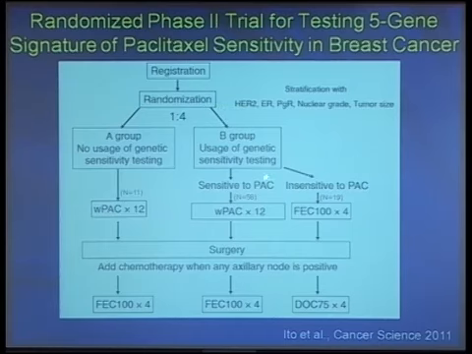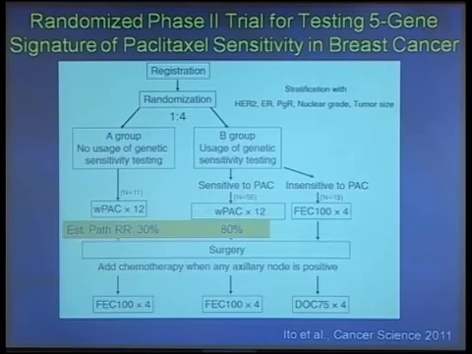So if they are sensitive to paclitaxel, actually this part is a 4-to-1 randomization. You treat more patients with paclitaxel, and if not sensitive, then you treat with standard therapy. And then after that, you do surgery.